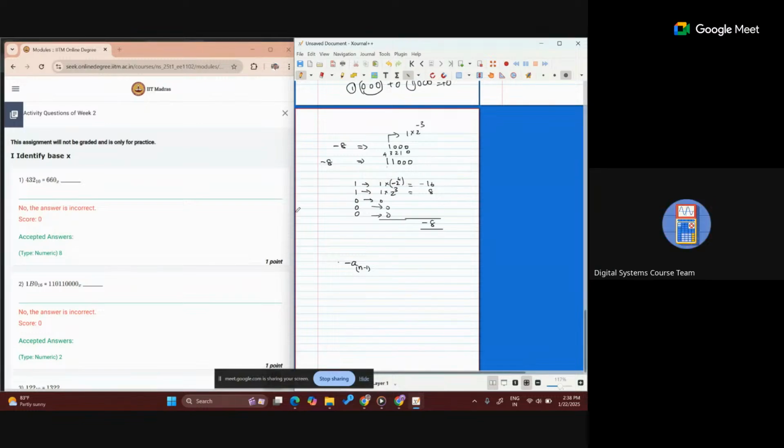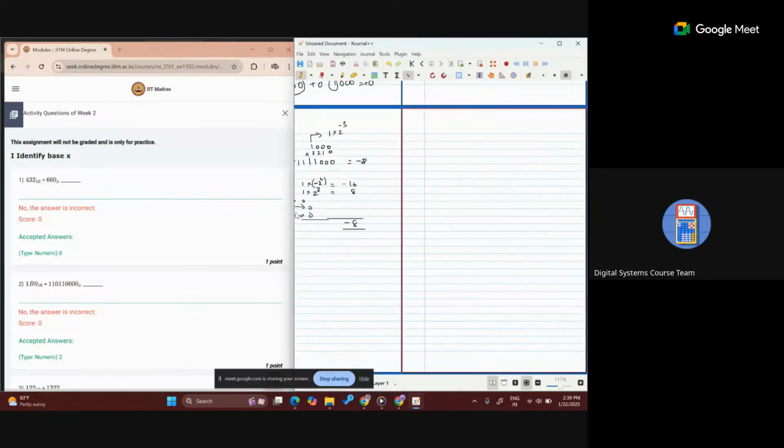Yes, sir. So even if you extend with any number of 1s, that particular number gives the same number only. It again gives the same -8 only. That's the specialty of the 2's complement format. Whereas in the signed magnitude format, it's totally different. I will discuss that also now.